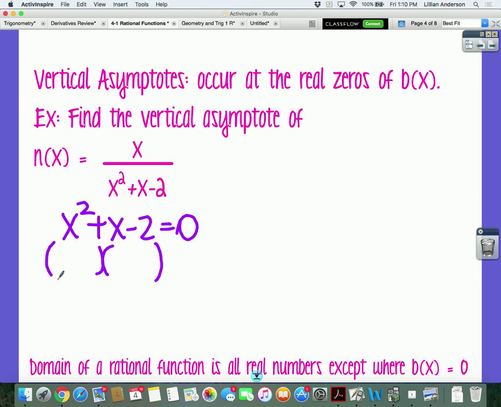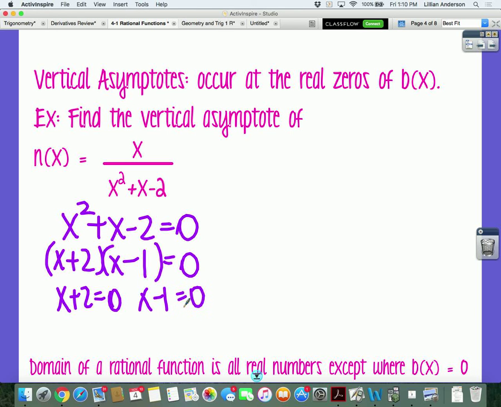Can we factor this? We're looking for 2 numbers that multiply to give us negative 2 and add to give us a positive 1. That's how we figure it out from there. X plus 2 and x minus 1. Then we set both factors equal to 0. And our vertical asymptotes are the equations x equals negative 2 and x equals 1.